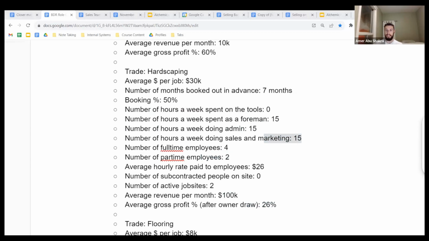And the amount of hours that they spend as a foreman, basically what that means is how many hours are they managing other employees? 0. Number of hours a week doing admin, so ordering materials, doing bids, paperwork, just the boring business side of things, 10 hours a week. And number of hours a week doing sales and marketing, and we have that at 5 hours. So this person's already working 45 hours a week.